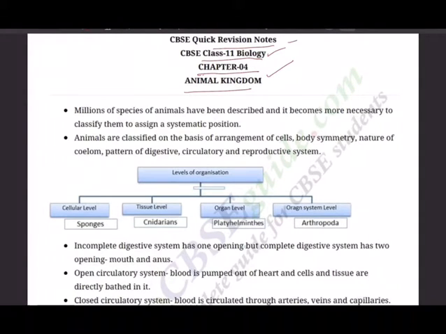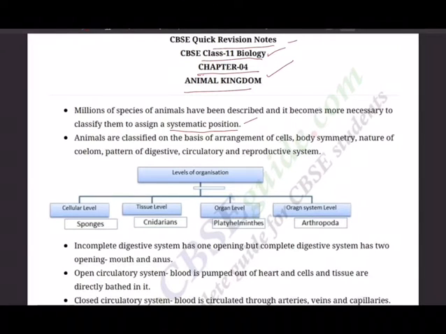So with that background, moving ahead, millions of species of animals have been described and it becomes more necessary to classify them to assign systematic position. Many times in your own native place, you must have seen in your own field some animals, and after observing the morphology of the animal, external features of the animal, being a biology student, still you wonder what is that animal, what is the name of that animal, to which phylum it belongs, to which group it belongs. A lot of discussion will be there. Sometimes you are disappointed that you are not able to identify. So to overcome such situations, we need this classification.